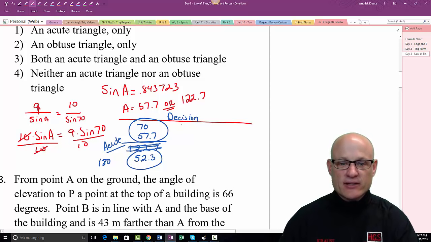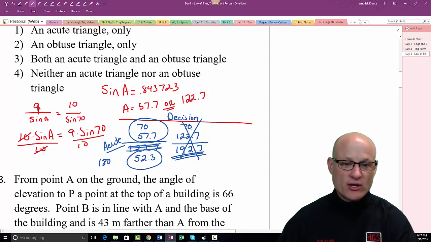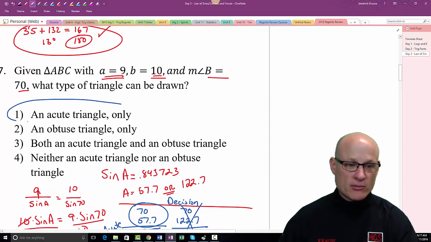My other decision to make is I can do 70 and 122.7. Those add up to 192.7. Notice I am already over 180. If you're over 180, that doesn't work. You can only make one triangle. So the answer to this question is only an acute triangle can be formed.